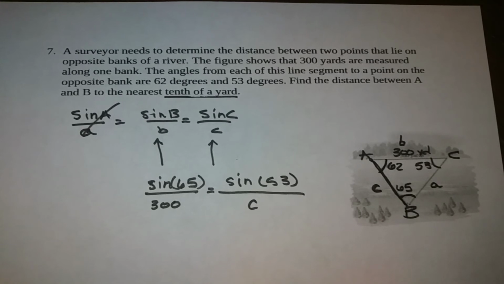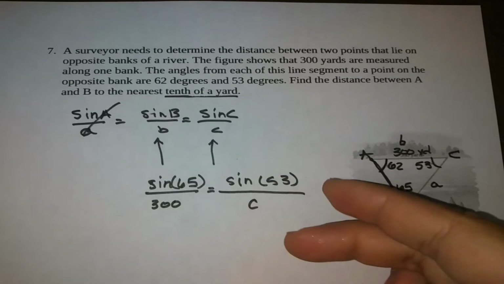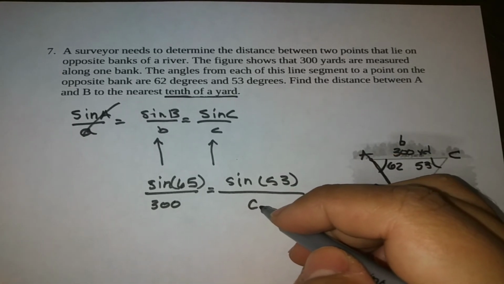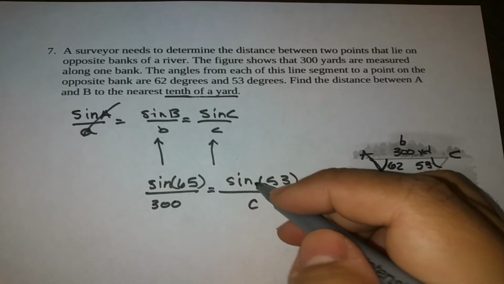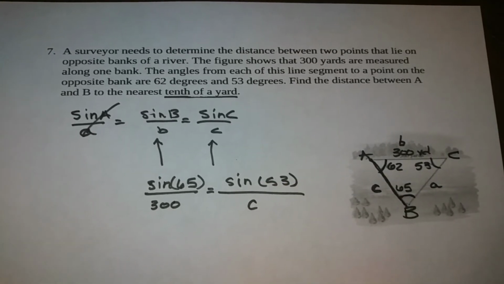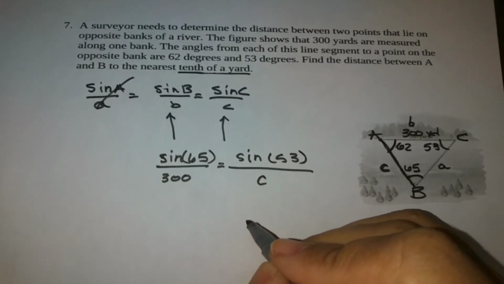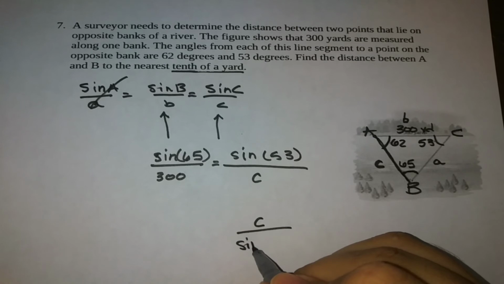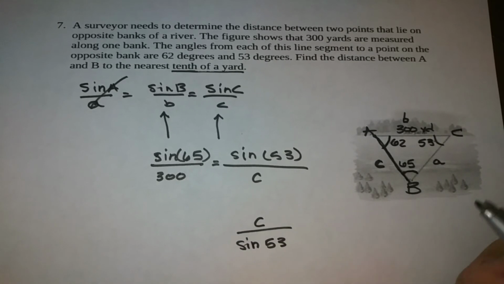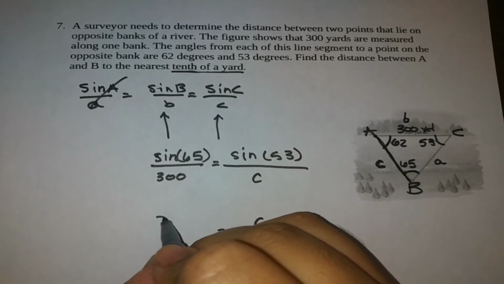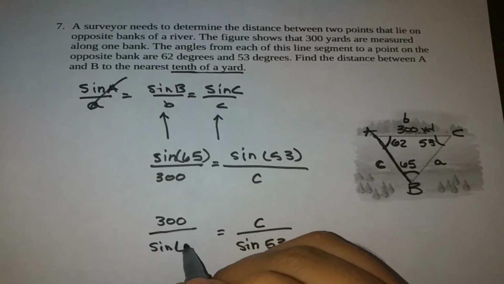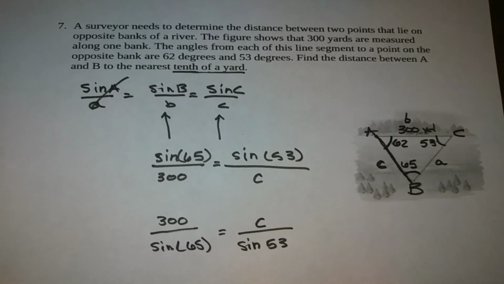So what I'm going to do now is flip both of my fractions. Since my variable's on the bottom, it's easier to figure out what it is when it's on the top, because we're going to have to flip it eventually. So let's just do it now. My c is going to be on the top, my sine of 53 will be on the bottom, and my 300 will be on the top, and my sine of 65 will be on the bottom.